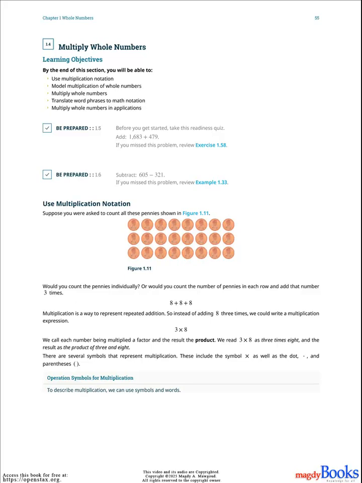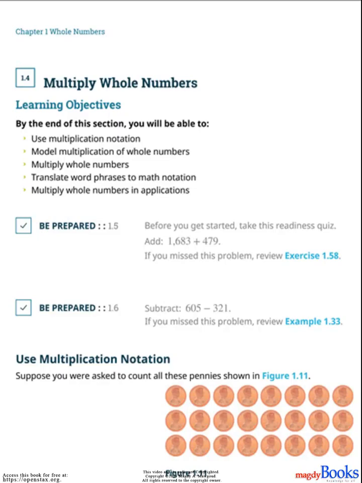Section 1.4. Multiply whole numbers. Learning objectives. By the end of this section, you will be able to: 1. Use multiplication notation. 2. Model multiplication of whole numbers. 3. Multiply whole numbers. 4. Translate word phrases to math notation. 5. Multiply whole numbers in applications.